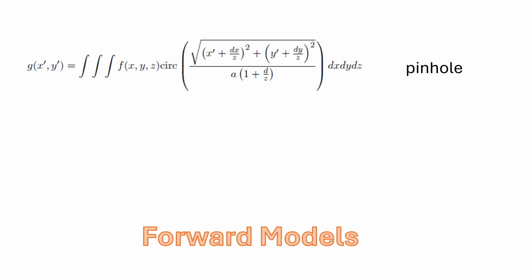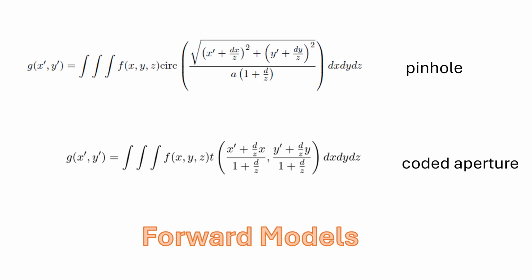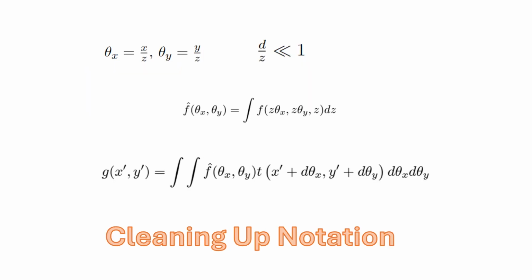For the pinhole camera, that led to the forward model where we integrate the object against this circ function impulse response. For the coded aperture, we get the same forward model, but replacing the circ function by the transmittance of the coded aperture. Now, the coordinates and the projections here are a little bit cumbersome, so we can simplify things by working in projective coordinates.